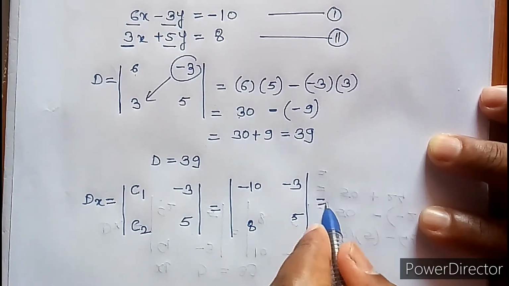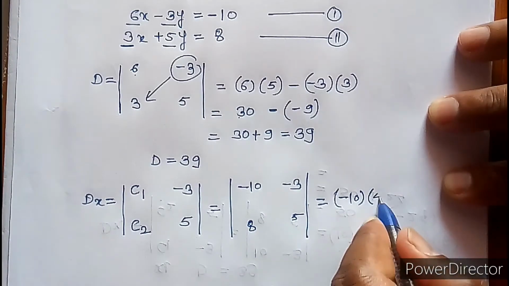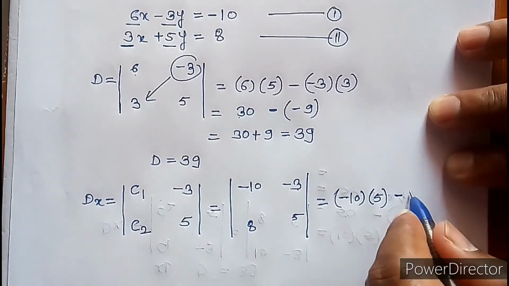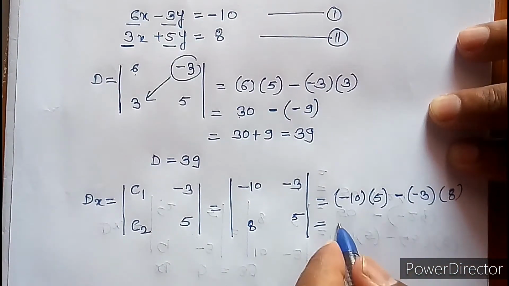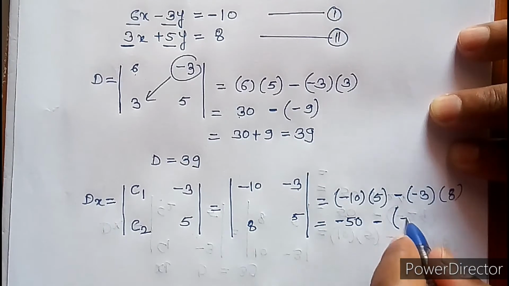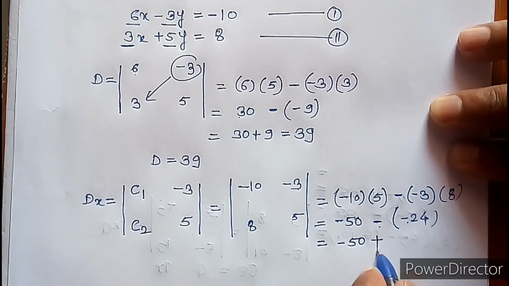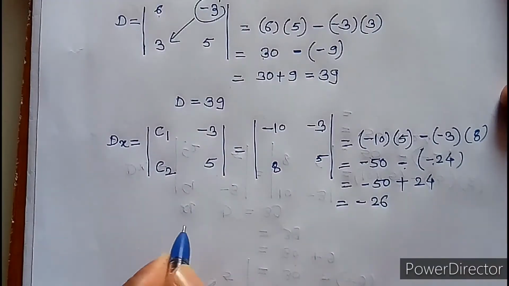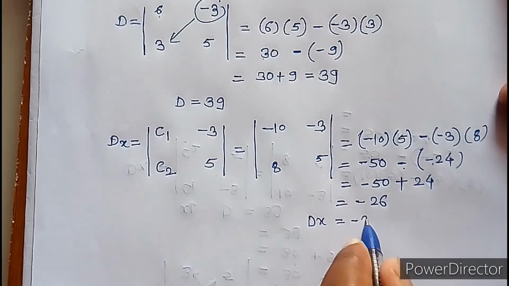Now find the value of dx here. Here we get -10 will be multiplied with 5 minus this -3 will be multiplied with 8. Here -3 into 8. Now here -10 into 5, it will be minus of 50 minus, as it is now -3 into 8, it will be minus of 24 equals to -50, as it is minus, it will be plus of 24. Now -50 plus 24, it will be minus of 26. Now we get the value of dx equals to minus of 26. Write down here dx equals to minus of 26.